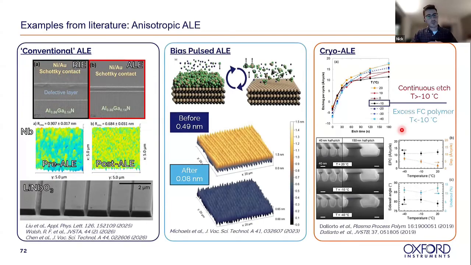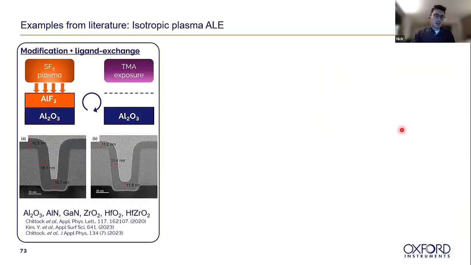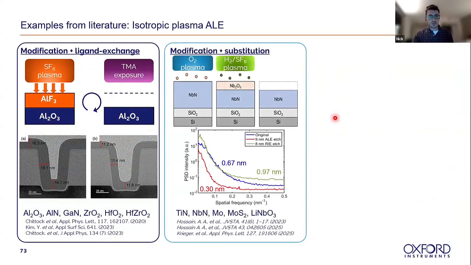So that was for anisotropic ALE. There's also isotropic plasma ALE. Again, it's a bit of a newer technique, so there aren't as many processes available, but you can look at things like modification and ligand exchange. The poster child of this is the SF6 plasma TMA chemistry, where you form a fluorinated surface and then etch the fluoride away selectively. There's also modification and substitution etching, where you again form a modified layer and then selectively etch that with a plasma process. So you selectively etch away, say, the oxide from a nitride.